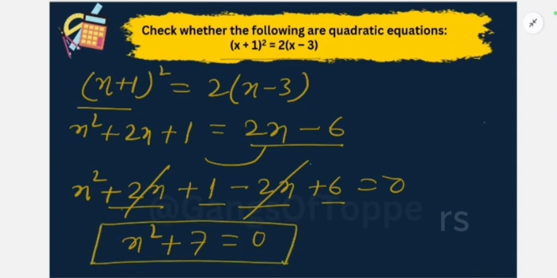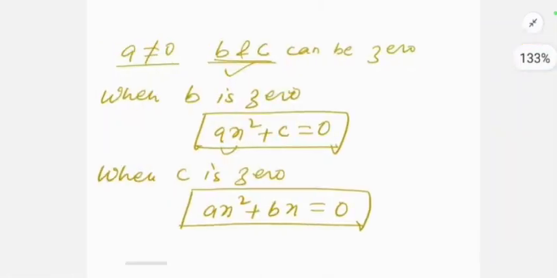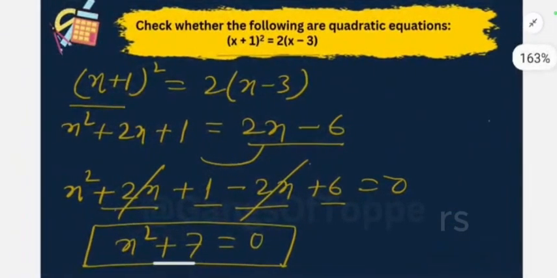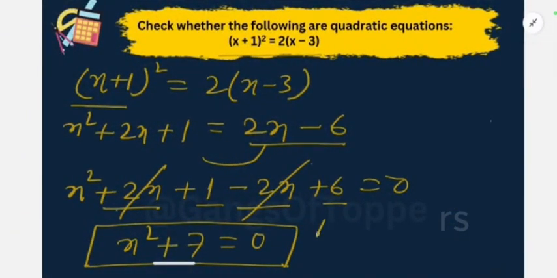Now compare this equation with case number 1, ax square plus c equals to 0. This is the same, so we can say this is a quadratic equation.